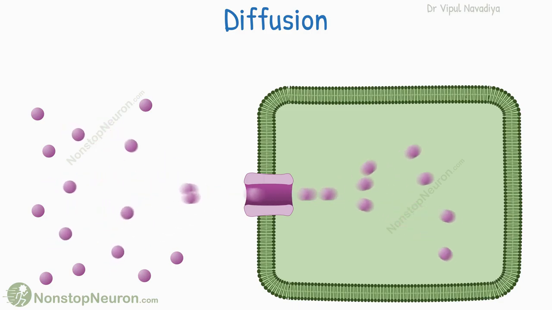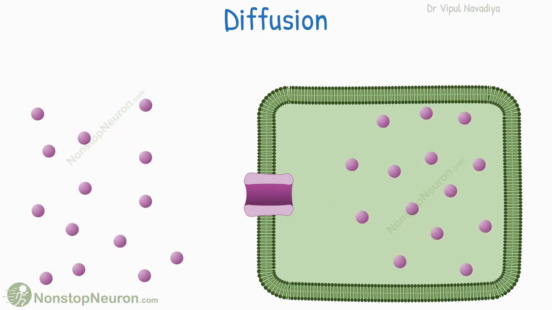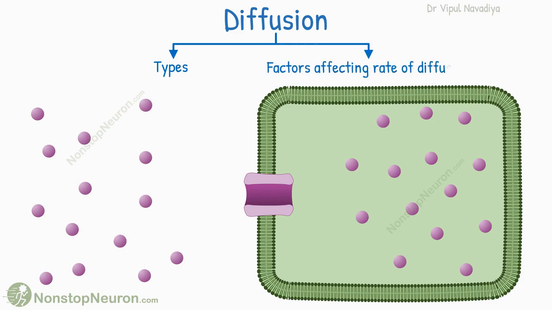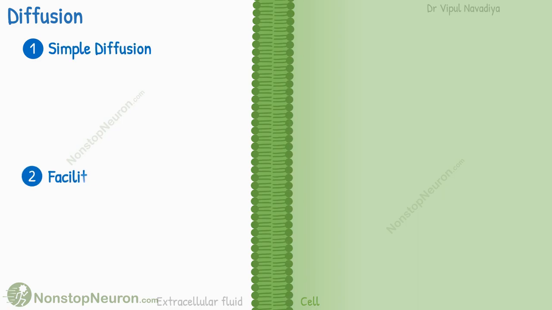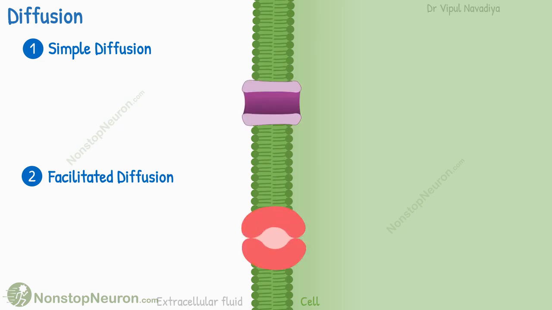Diffusion is basically a downhill movement of a substance along its electrochemical gradient. In this video, we will talk about the types of diffusion and factors affecting the rate of diffusion. Diffusion can be of two types: simple diffusion and facilitated diffusion. They both require some kind of passage to pass through the membrane.